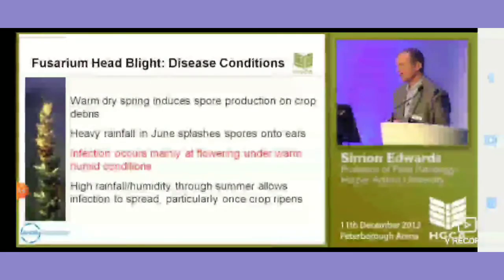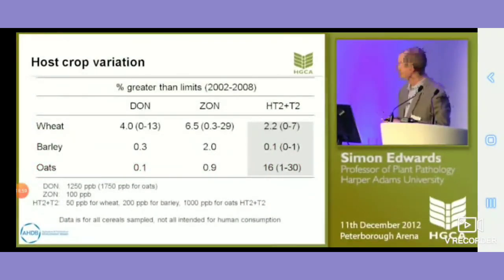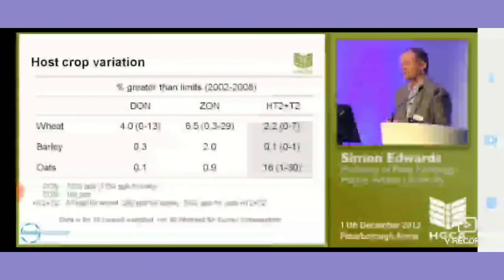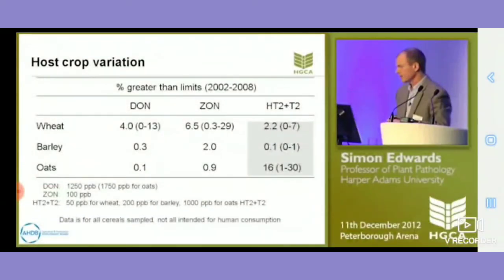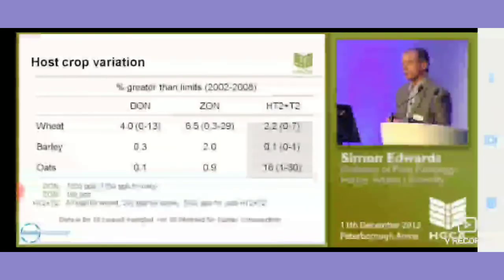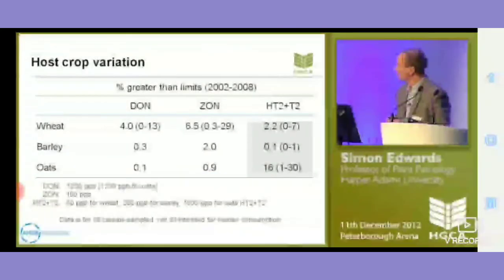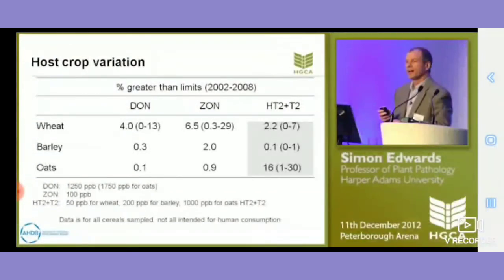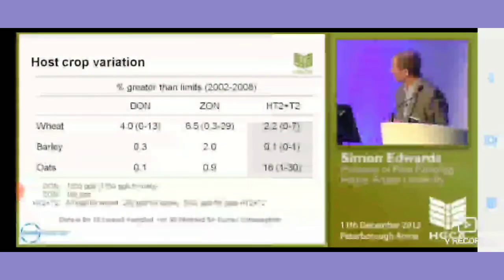So looking at the different crops, we see differences in susceptibility. And this is a percentage of crops exceeding legal limits. And this is 2002 to 2008. And for wheat, you see that the issue is really DON and zearalenone, and we're averaging around 5% exceeding legal limit. So 5% is not a big issue for the industry. The problem is finding that 5%. And that's one of the major issues we have.